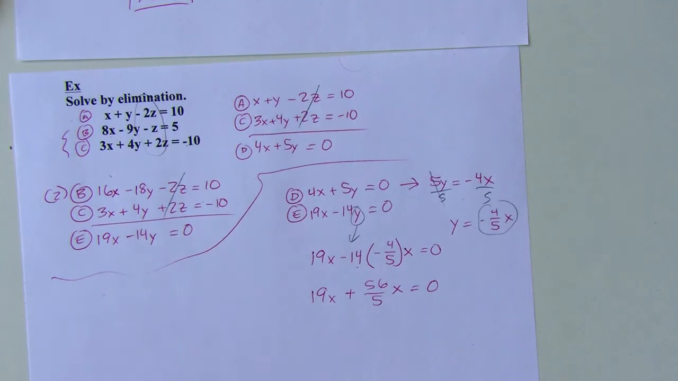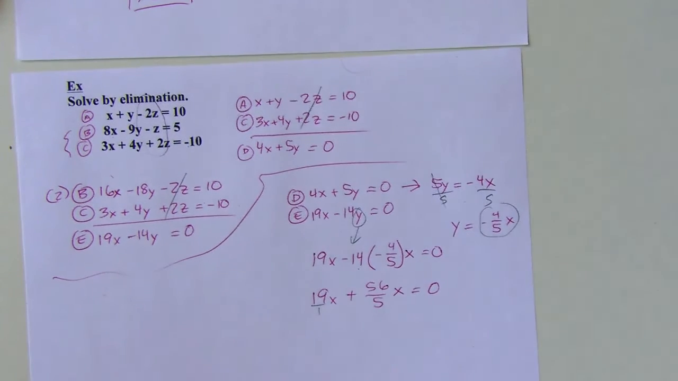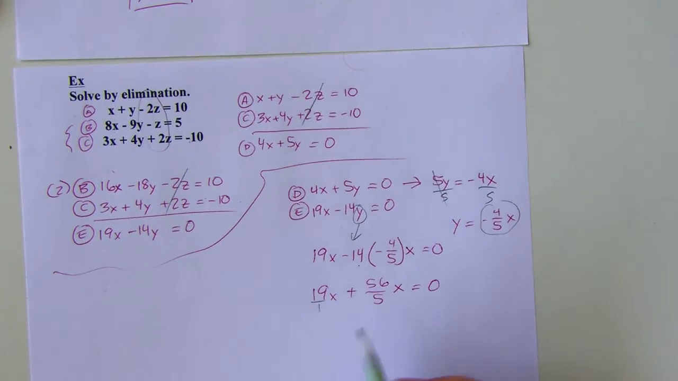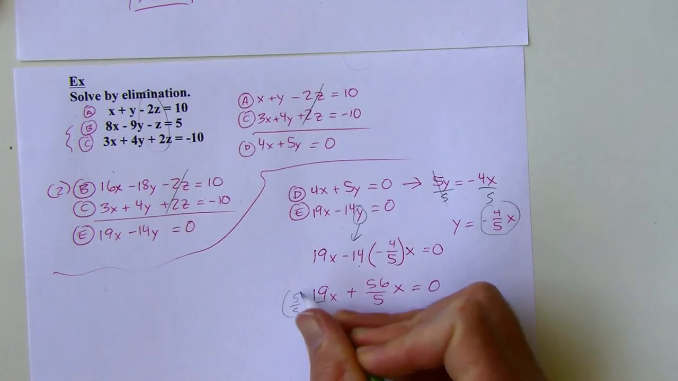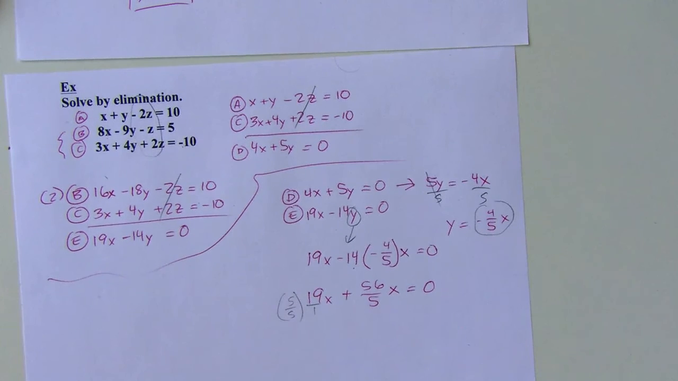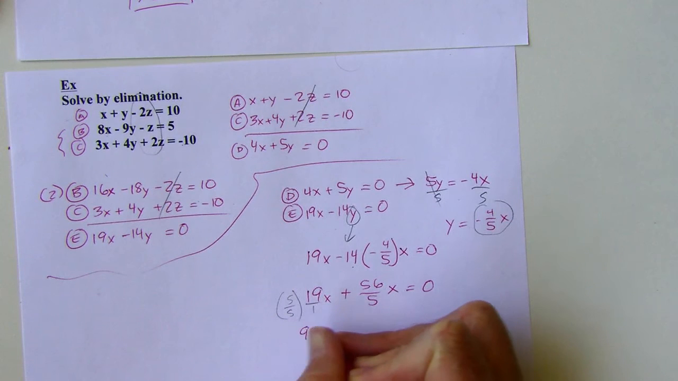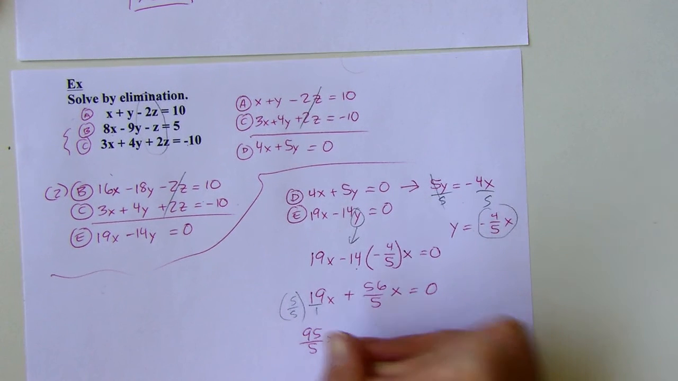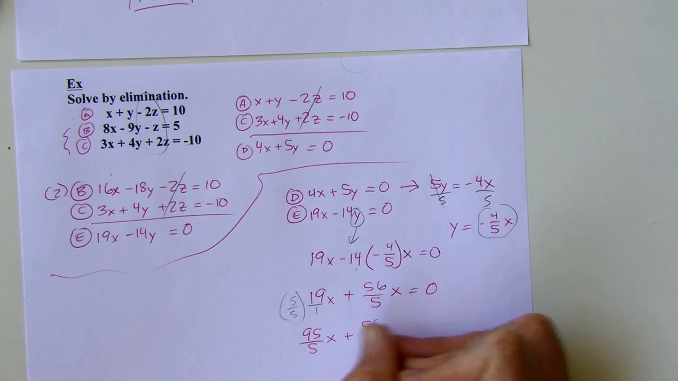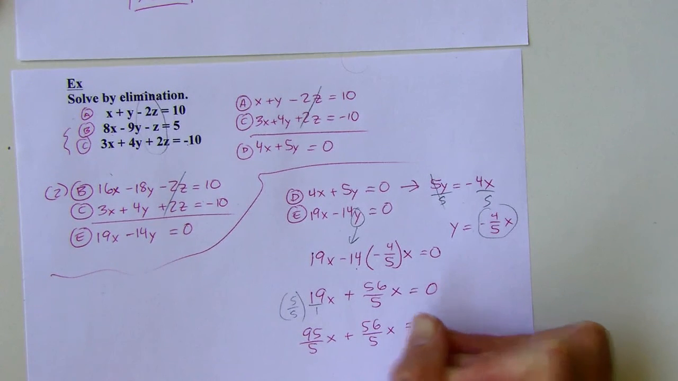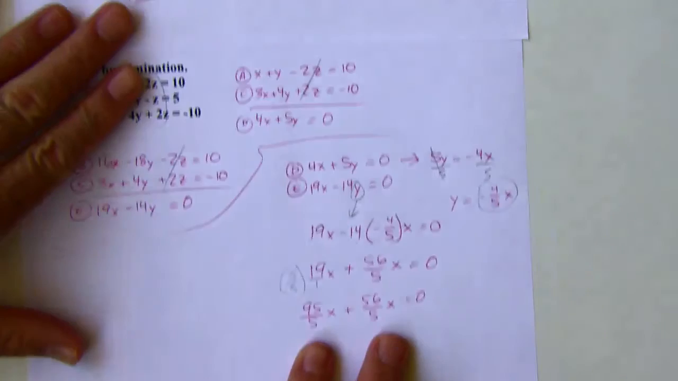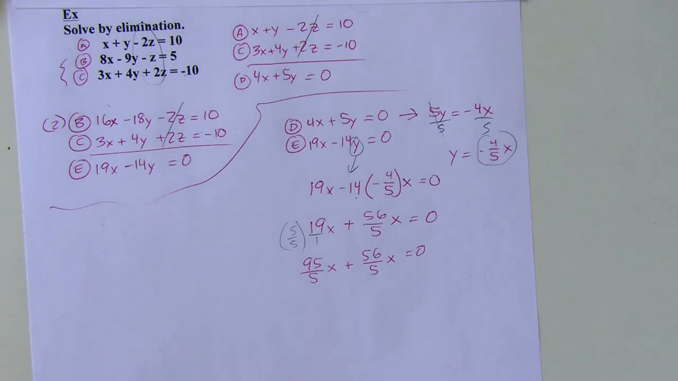All right. And now let's combine these. So you can think of 19x as 19 over 1 times x, right? So I want a common denominator, so let's go ahead and do that. So 5 times 19 is 95, and then 5 times 1 is 5. Now I can add these together because I've got a common denominator. So let's see, 95 plus 56 is 151.